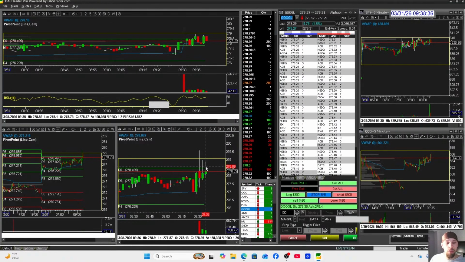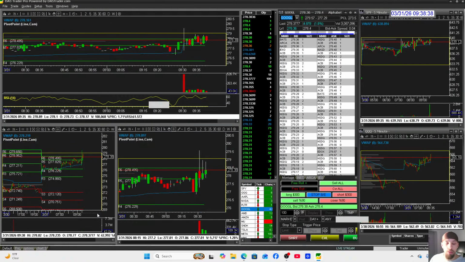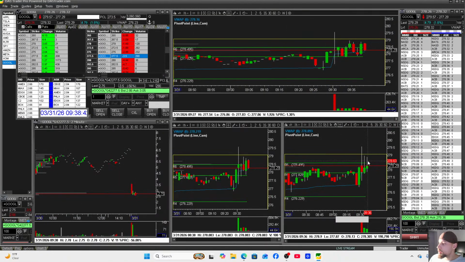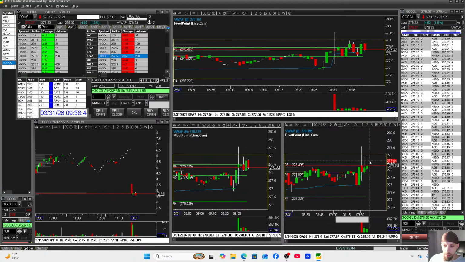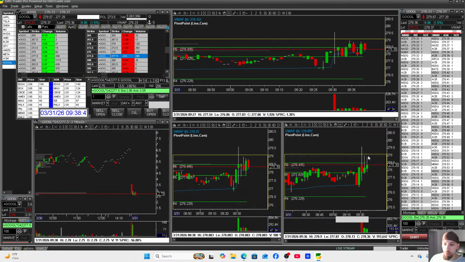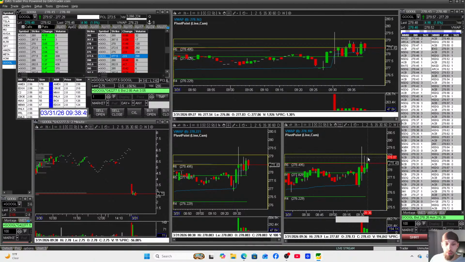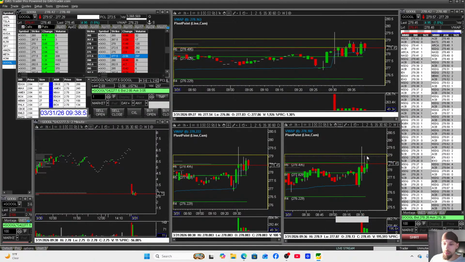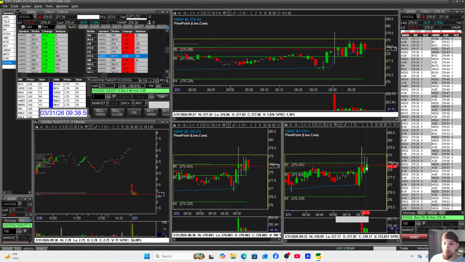Google here struggling at this level, 936. Google 3 minute showing some weakness here. See how this candle closes. Struggling with this R6.